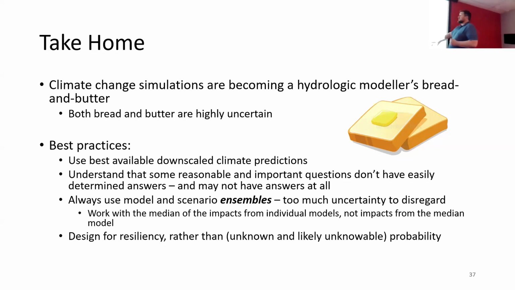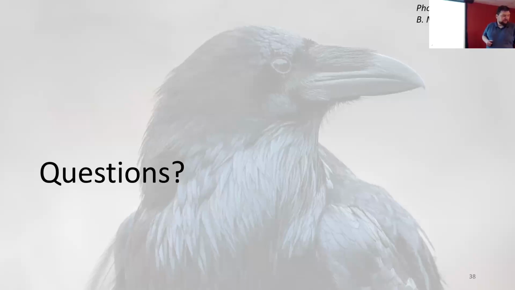And then really the best thing we can do is design for resiliency rather than unknown and unknowable low exceedance probability event magnitudes, which we're just in many cases not going to be able to get our hands on. And I'll take questions there.